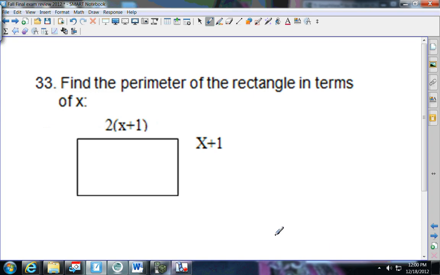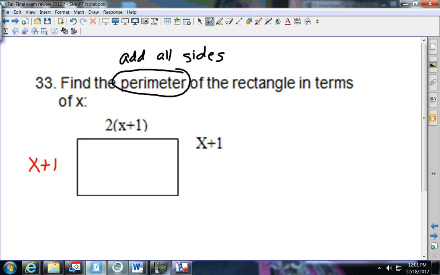Number 33, for some reason this really messed people up and I couldn't figure out why. First off, what does it mean when we talk about perimeter? What are they telling you to do? Add all sides. Okay? So if this side right here is x plus 1, so is the opposite side. Now this one, I'm going to go ahead and do the distributive property. So I have 2x plus 2. That's the same as this right here. That means the bottom one is 2x plus 2.